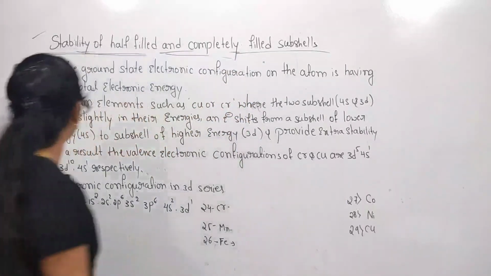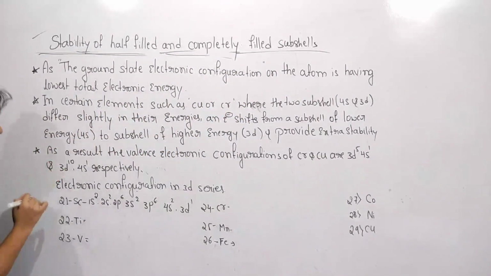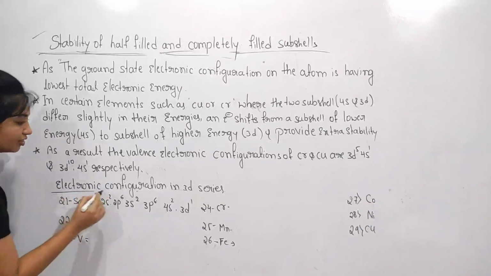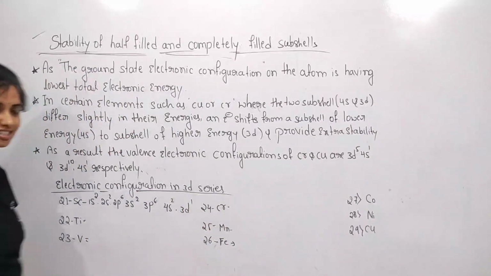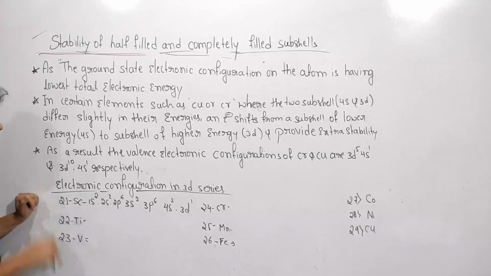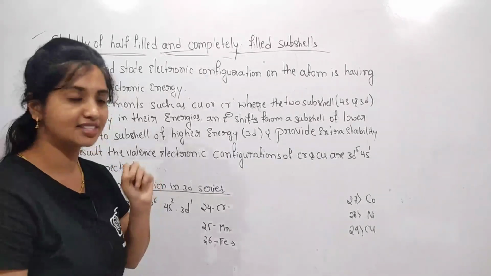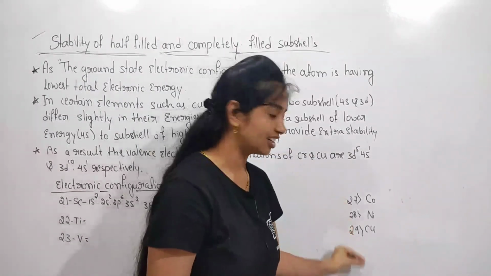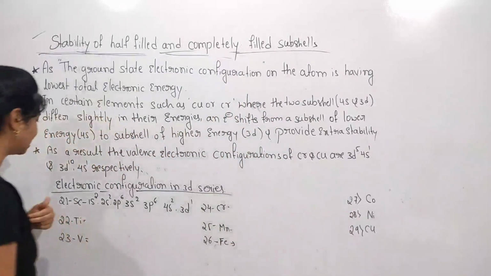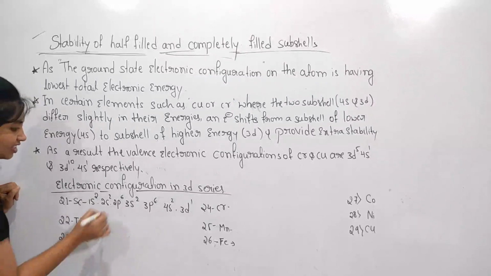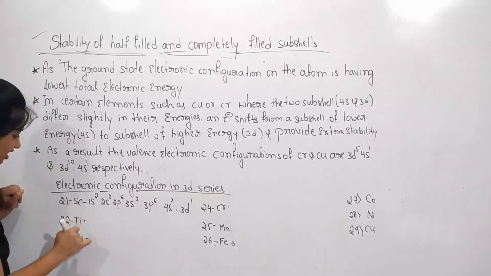Let me write here the electronic configuration in the 3d series. So this is our 3d series: scandium, titanium, vanadium, chromium, manganese, iron, cobalt, nickel, copper. I wish to write the 3d series configurations here.